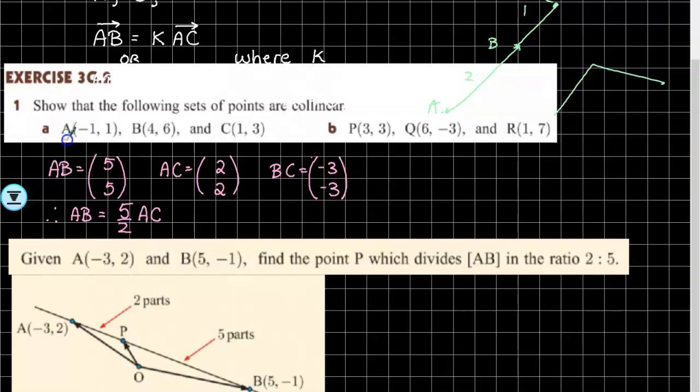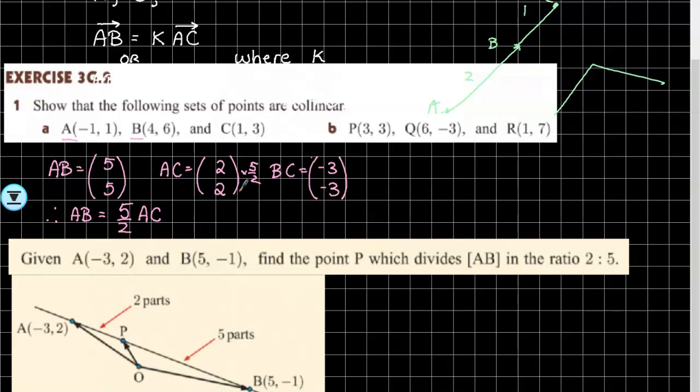So I went with AB, and then I like to go AC. That's just me. If you wanted to go AB and then BC, that is also correct, as long as you write it and you're clear. So I've done the AB, I've done the AC, and so therefore I can see that if I times this by 5 over 2, I get AB. Agreed?